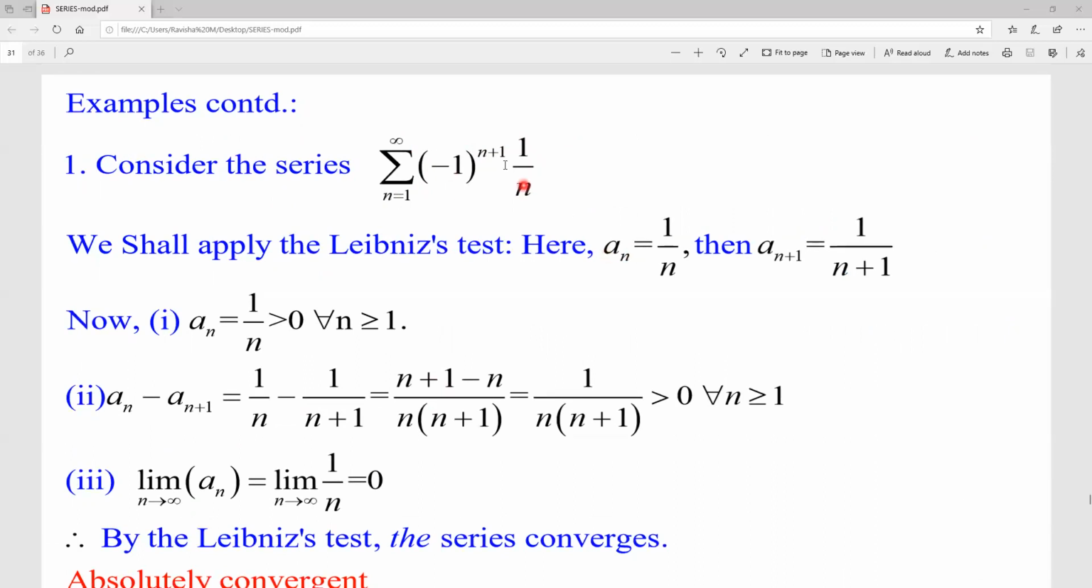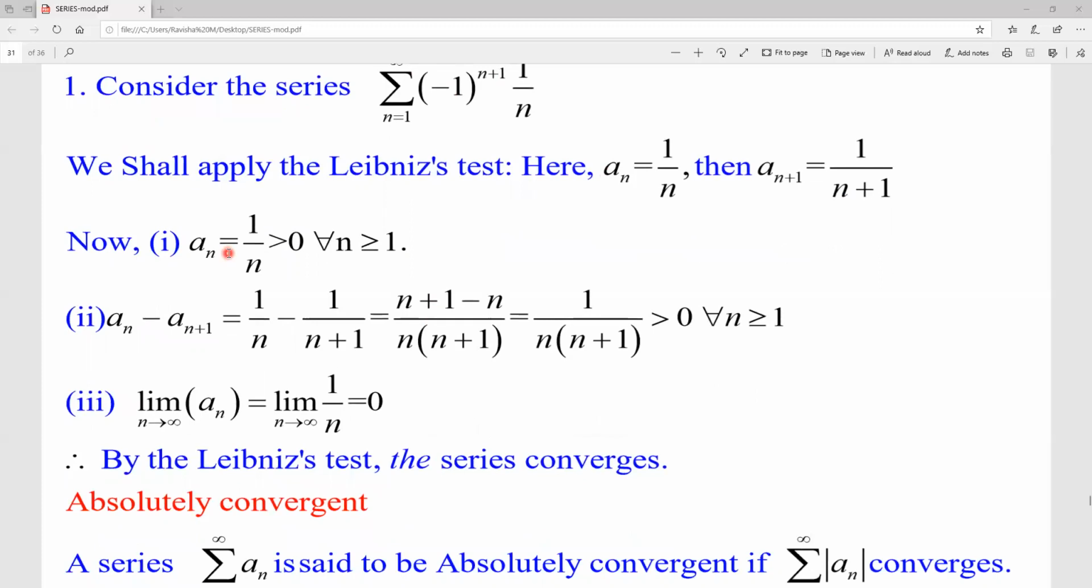Here a n is equal to 1 by n. The n plus 1 term is 1 by n plus 1. Replace n by n plus 1 here, and we get the n plus 1 term. Let us check the conditions of the Leibniz test. First condition: a n is 1 by n, which is positive for all n greater than or equal to 1. When n is 1, it is 1; n is 2, 1 by 2 is positive; when n is 3, 1 by 3 is positive. So a n is positive for all n greater than or equal to 1.